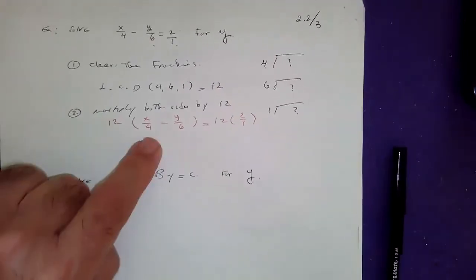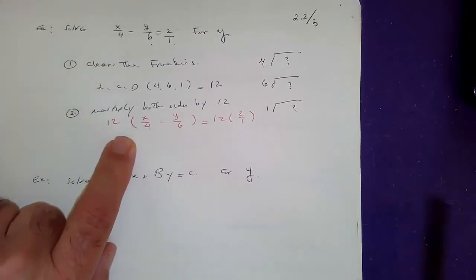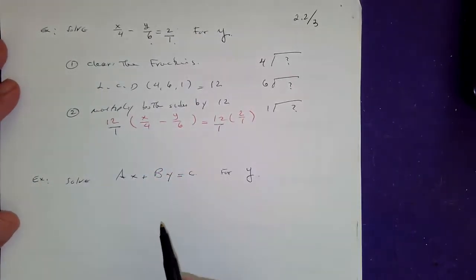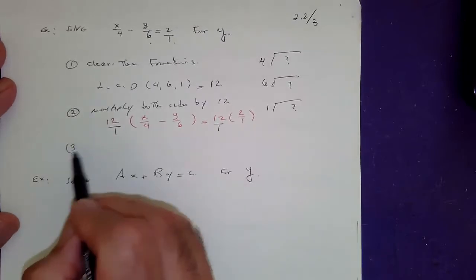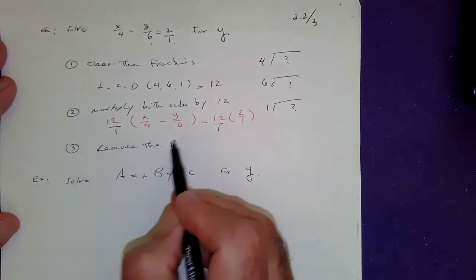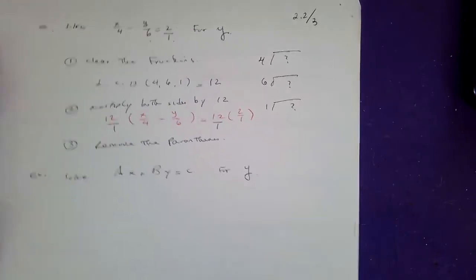Notice I put the problem inside the parentheses. In front of the parentheses on both sides, I put LCD. So now give a denominator of 1. So step 3 is remove the parentheses, correct? How do you do that?